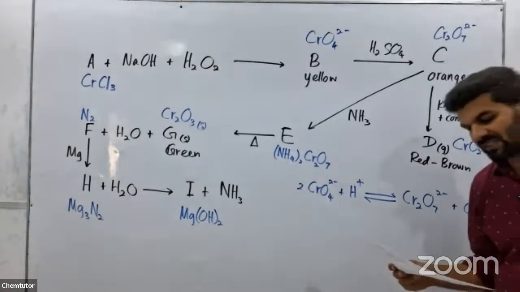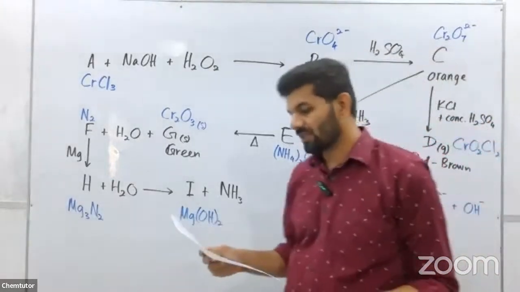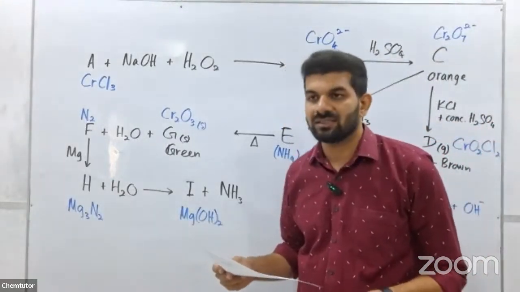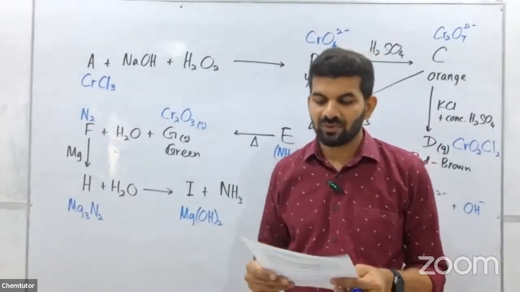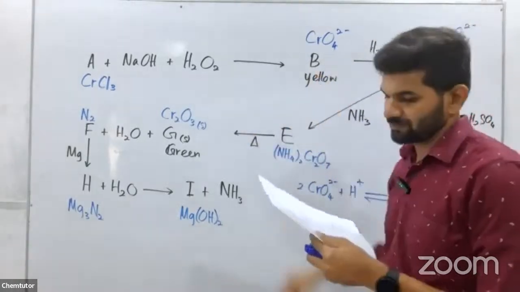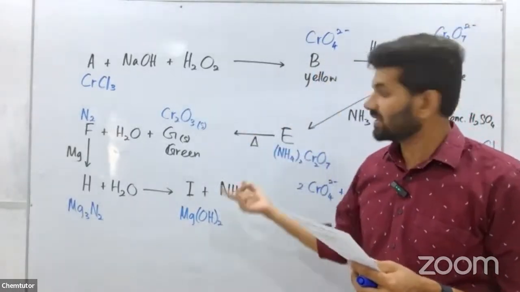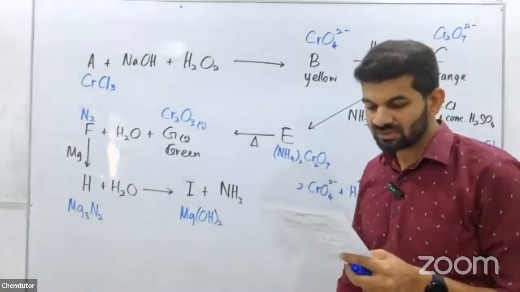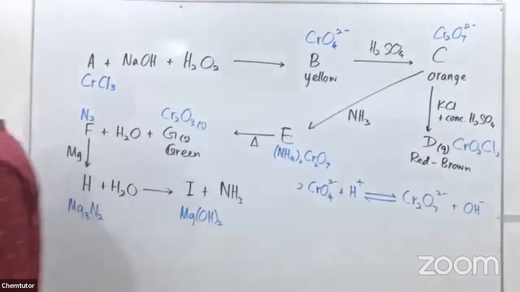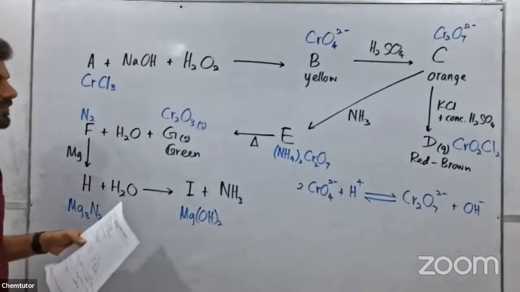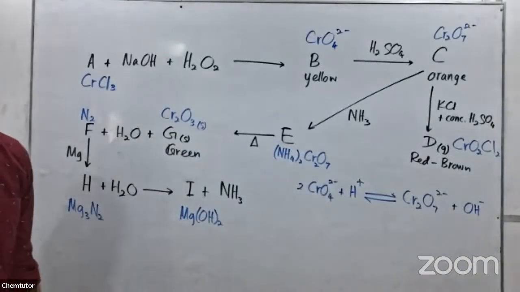Then let's move on to the second question. Give the balanced chemical equations for A, E, and G. Simple. A, that is the formation of the yellow solution, this one. E is the thermal decomposition of this one. G is the reaction of H with H2O, this one. Right. So you have to give the balanced chemical equations for that. Okay, can I erase this one?